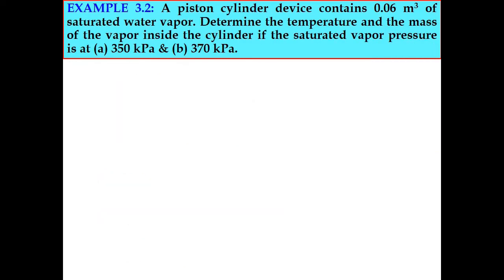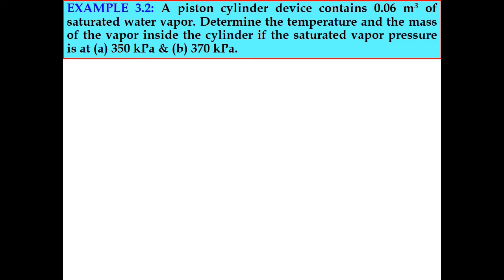Okay, example 3.2. A piston cylinder device contains 0.06 meter cubic of saturated water vapor. Determine the temperature and the mass of the vapor inside the cylinder if the saturated vapor pressure is at A, 350 kilopascal, and B, 370 kilopascal.